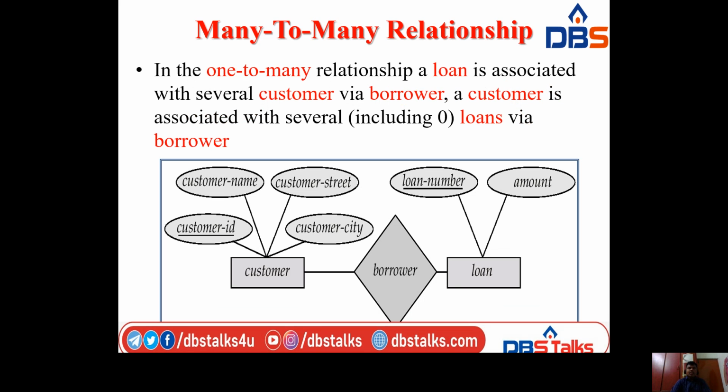Now coming to the many-to-many relationship. Here in this many-to-many relationship, no arrow mark is provided. In the one-to-many relationship, a loan is associated with several customers via borrower. A customer is associated with several loans via the borrower. Here it is not one-to-one. It is somewhat of a mistake. It is a many-to-many relationship.